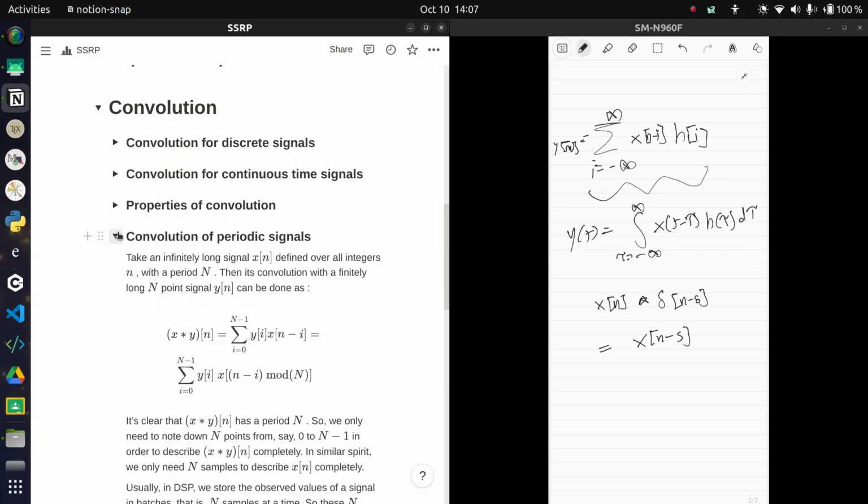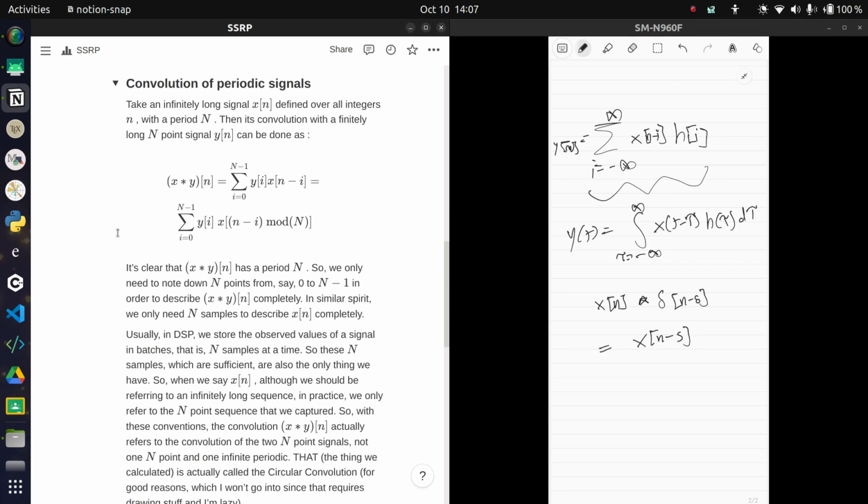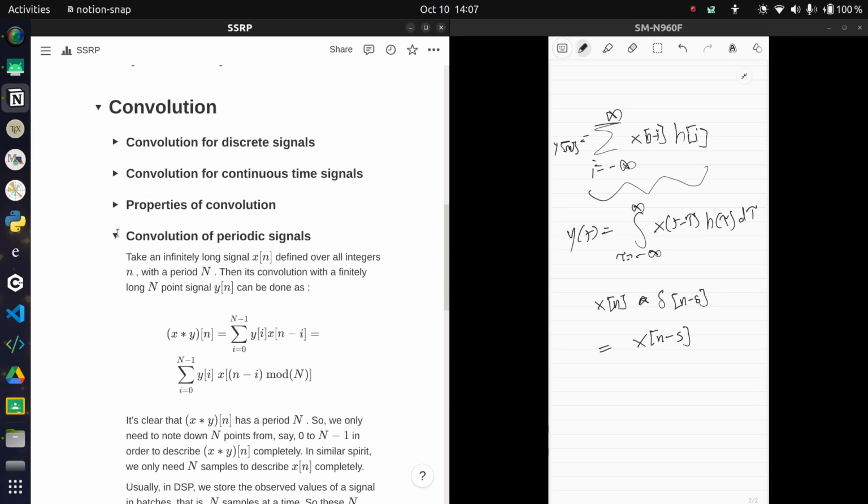So now convolution of periodic signals. Take an infinitely long signal defined over all time. This is basically circular convolution, we're getting to that. For periodic signals, you can't actually do the convolution directly because it extends from negative infinity to infinity. So instead of thinking of the periodic signal as extended from negative infinity to infinity, you think of it as contained in a period. Basically, you think of what's happening in one period and then think, okay, that period is actually extended throughout infinity.